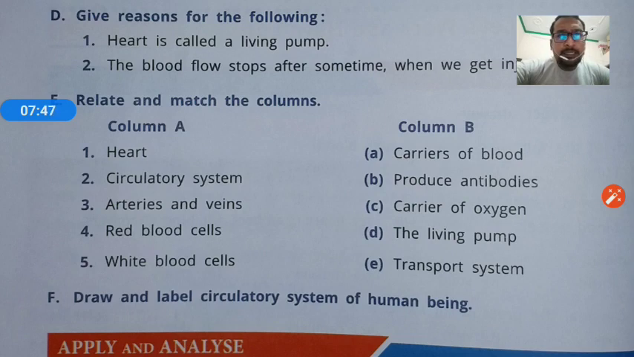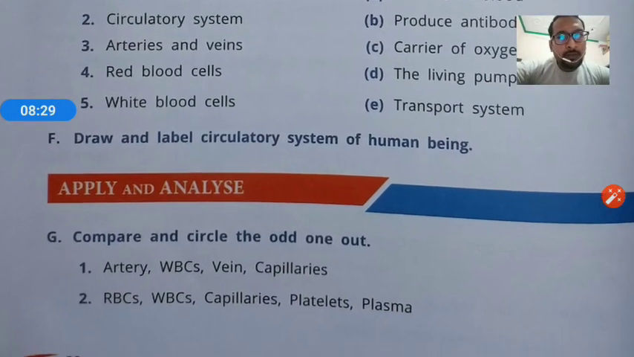Number 4, red blood cells. What do they do? They are the carrier of oxygen. So 4 of A matches C of column B, carrier of oxygen. And number 5, white blood cells: to fight against germs, infections, diseases. So number 5 is white blood cells produce antibodies. Next you have to draw and label the circulatory system of a human being. You have to practice that and do it as homework.